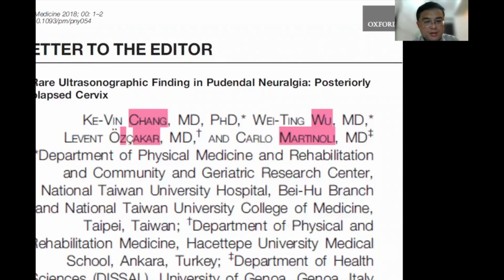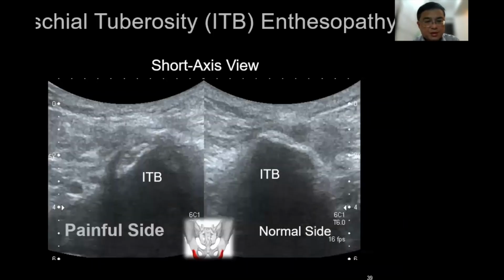So I'm happy about this article. I collaborated with Professor Carlo Martinoli and Professor Lievense to accomplish this interesting article. So let's study, in a patient with posterior hip pain, you have to consider the problem of the ischial tuberosity and cystitis.